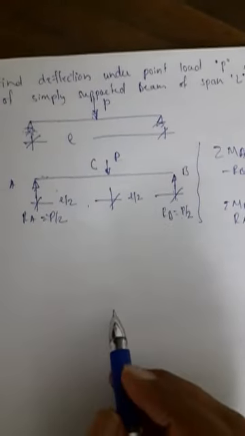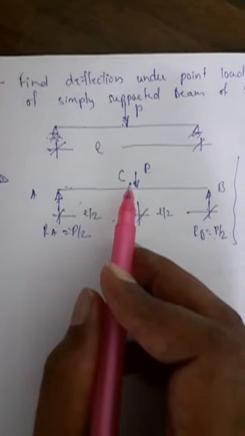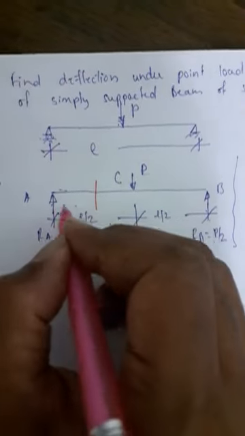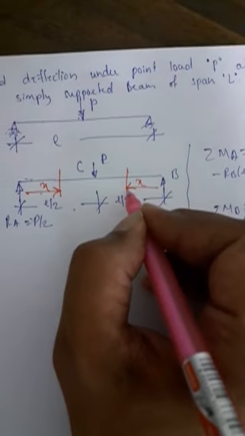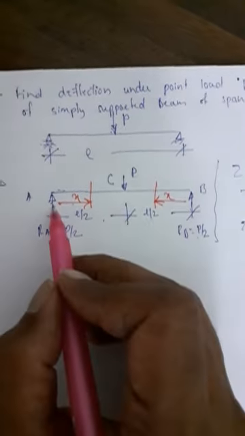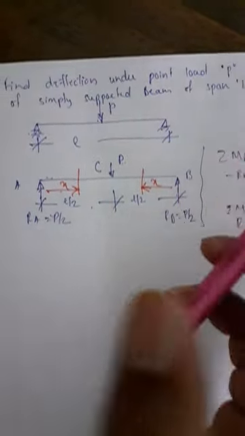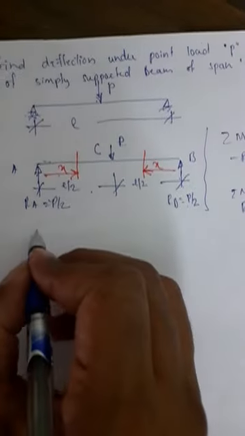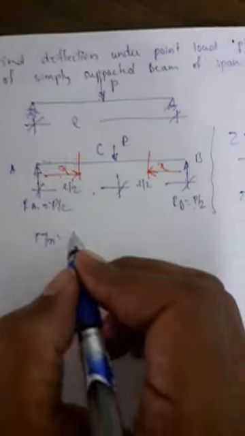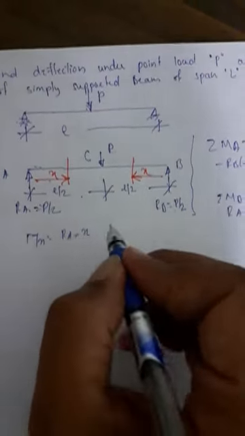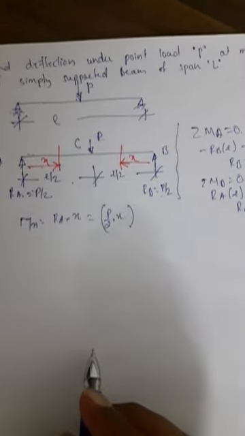Now let me calculate moment at any given section. I am going to take one section from A to C, another section from B to C. Let this section be at distance X. Very important is here is arrow. I am starting from A going till C. I am starting from B going till C. I have to cover whole beam AC. Now moment at any section MX is given by RA into X, load into perpendicular distance X. So RA is P by 2 into X.